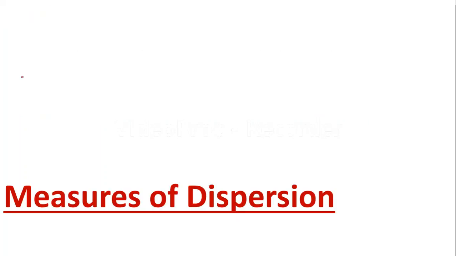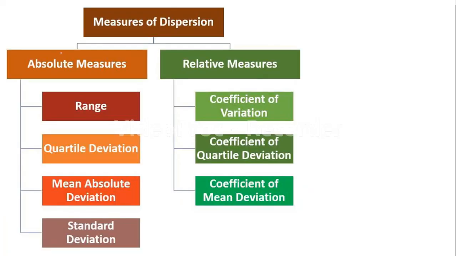So next let us discuss measures of dispersion. There are two types: one is absolute measures, another one is relative measures. Range, quartile deviation, mean deviation, and standard deviation are known as the absolute measures. When it comes to relative measures, here coefficient of variation, coefficient of quartile deviation, coefficient of mean deviation, these are known as the relative measures.